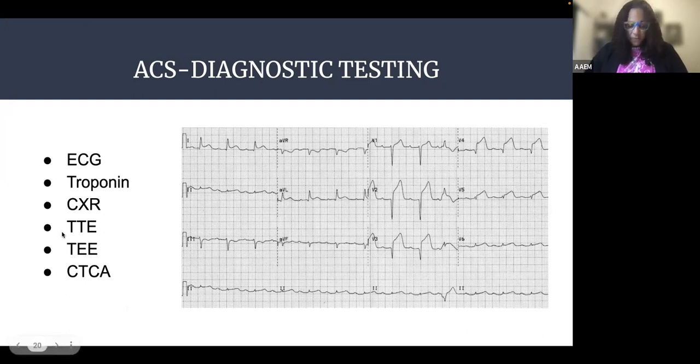When we get a chest x-ray, what we're looking for here are actually other causes of shortness of breath or chest pain. It's not necessarily saying that the chest x-ray itself is going to show us ACS, but it may show us a pneumothorax that we missed. It may show us a lobar infiltrate, other things that are on our differential and help us reorganize our differential.